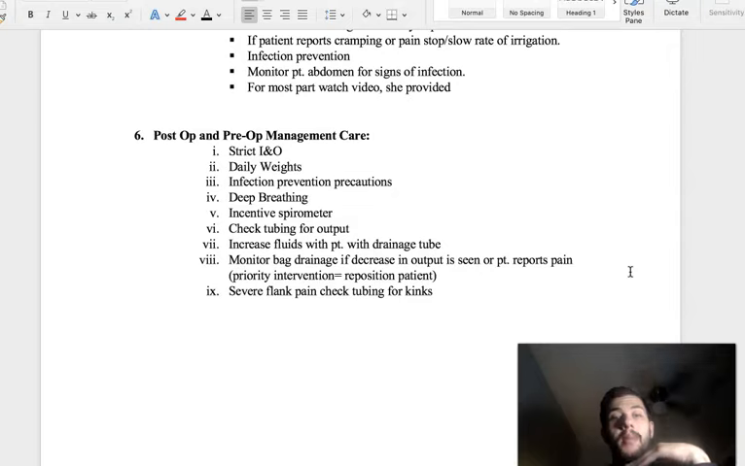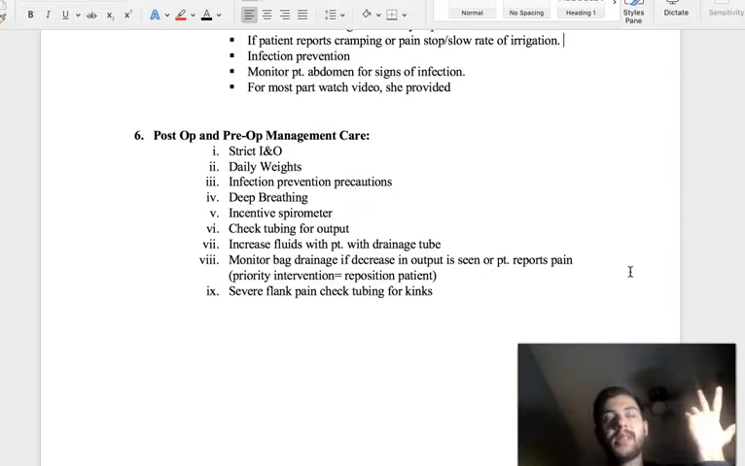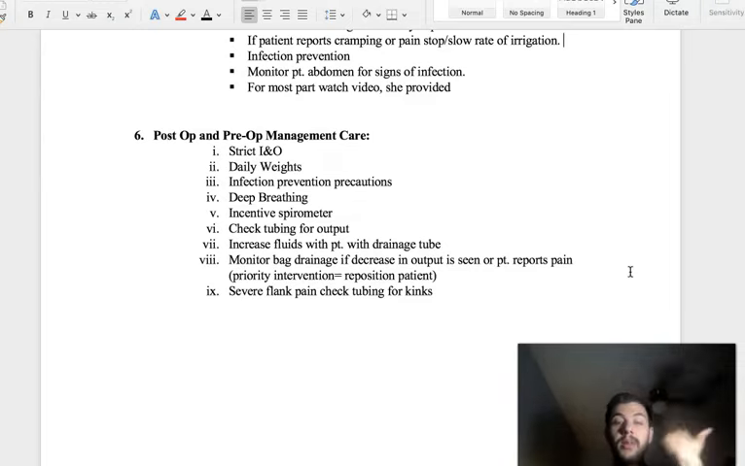Post-op and pre-op management care, of course: strict I's and O's, the daily weight, infection prevention interventions, and deep breathing, incentive spirometry. Check the tubing for output, increase fluids with the patient, and monitor the drainage.